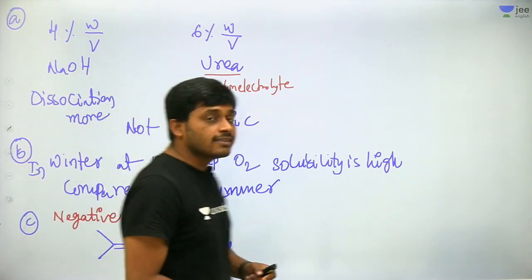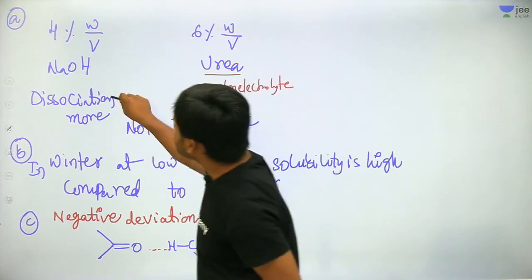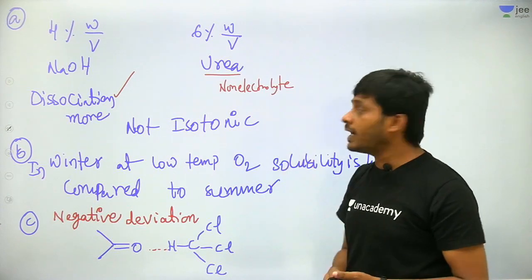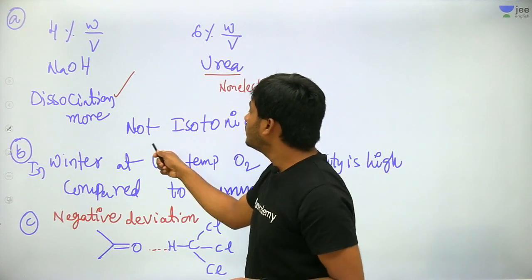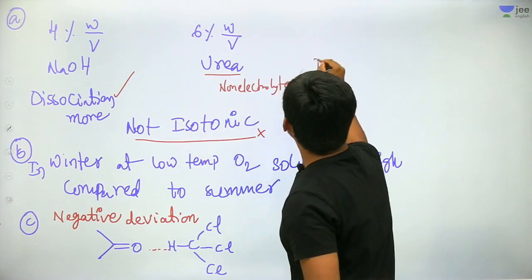So NaOH and urea comparison we are discussing. NaOH dissociation is more. Urea is a non-electrolyte. Since the dissociation is different, they are not isotonic. The i value is different.